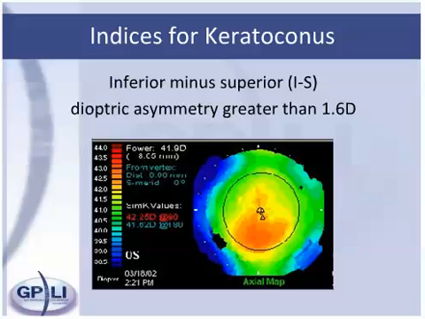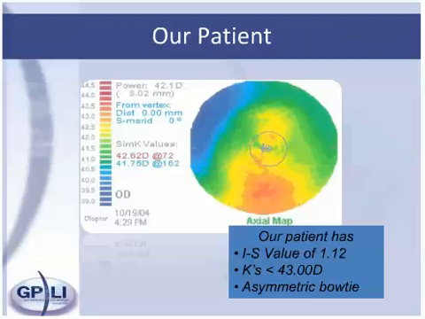These values are generated by taking points on the inferior cornea and matching them up to points on the superior cornea. When the superior point is subtracted from the inferior point, and that is greater than 1.6 diopters, there is a more likely chance that it is due to keratoconus. In our patient, the inferior minus superior value is 1.12. The Ks are less than 43. However, there is an asymmetric bow tie appearance.